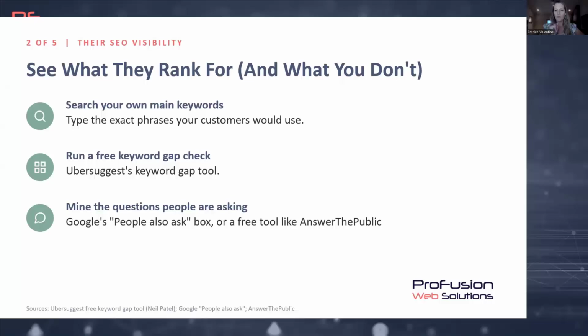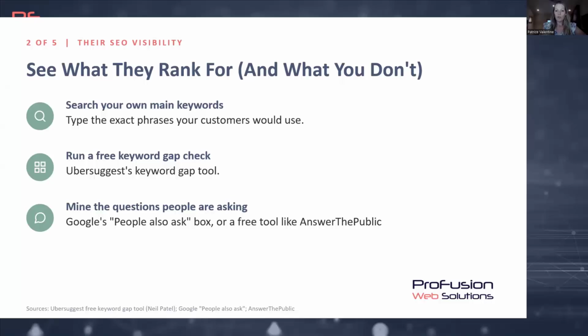Start simple. Search for your own main keywords, the exact phrases that you would want a customer to use when they are trying to find you, and see who shows up above you. So if you do show up, great, but see who else shows up above you or around your website as well. Read their page titles in the results. That's what shows up initially at the top of the listing there. See what their description actually says. This is going to tell you what Google thinks your competitor's website is about. It's going to give you some information as to how Google sees your competitor.